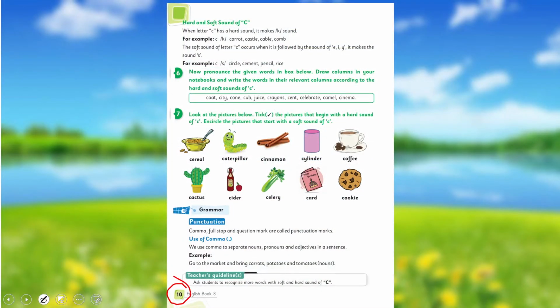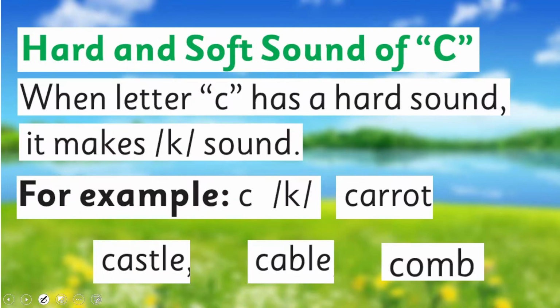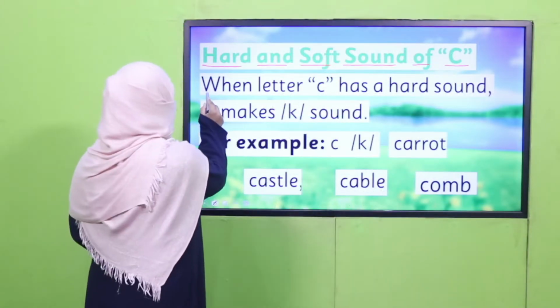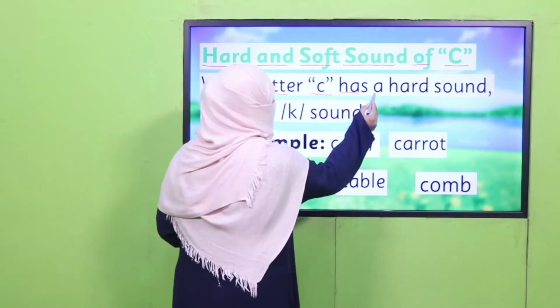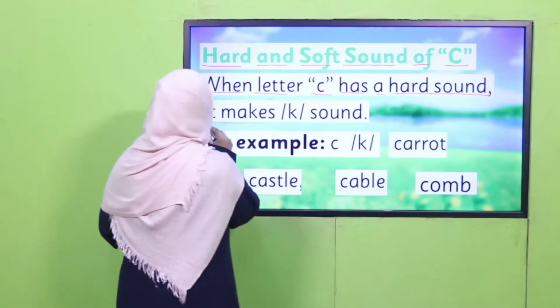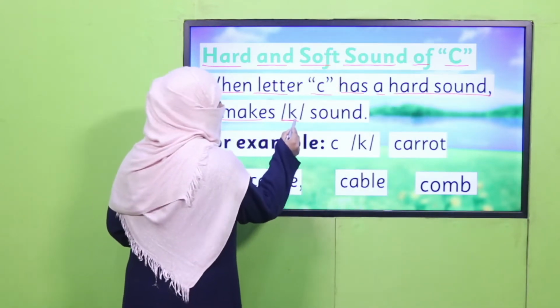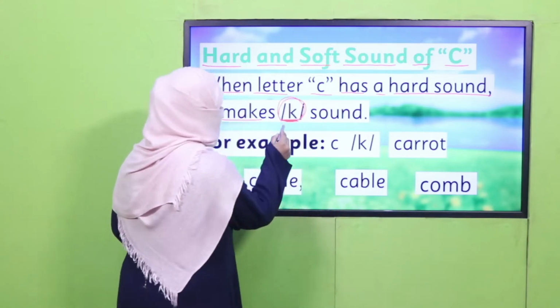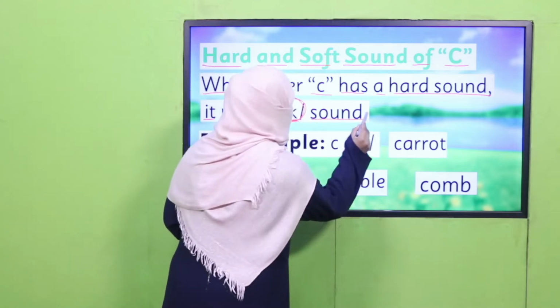Open your book on page number 10. All of you, open your book on page number 10. It's mentioned here, hard and soft sound of C. So far, the way we say the sound of C is the hard sound. And how do we define it? When letter C has a hard sound, it makes the sound k. The sound of C is hard when it makes k.